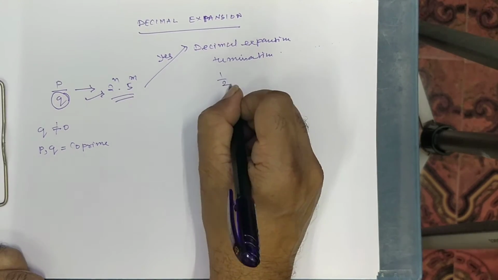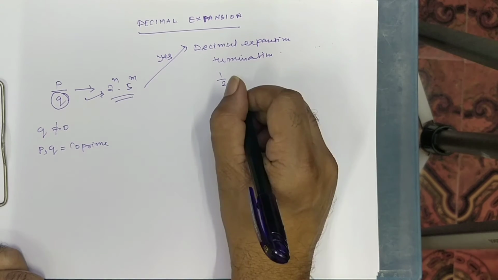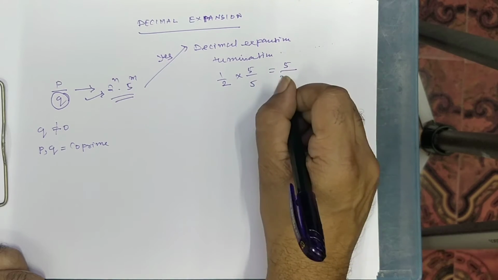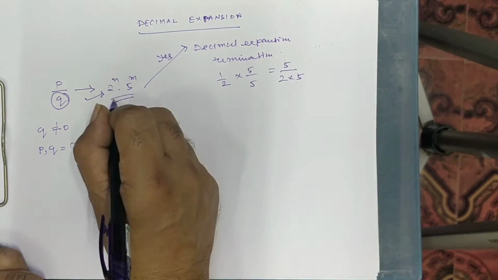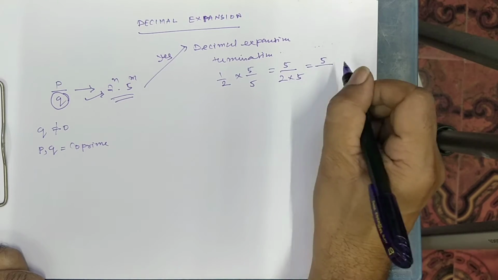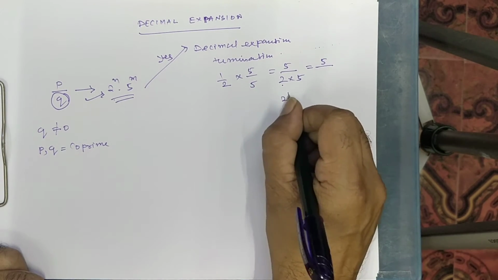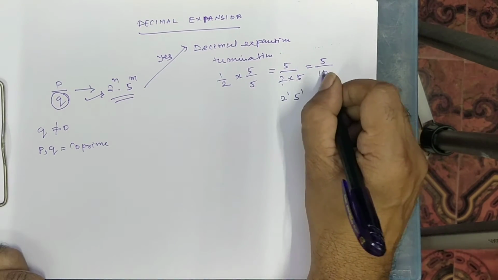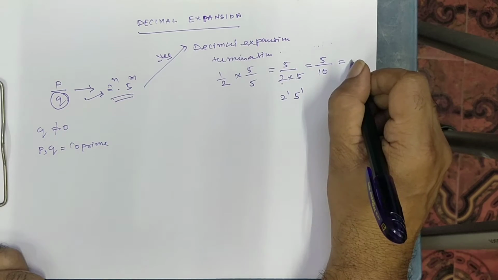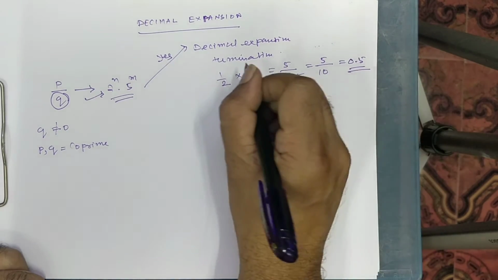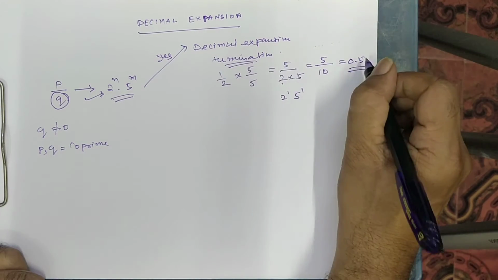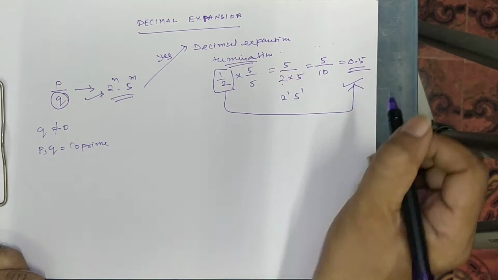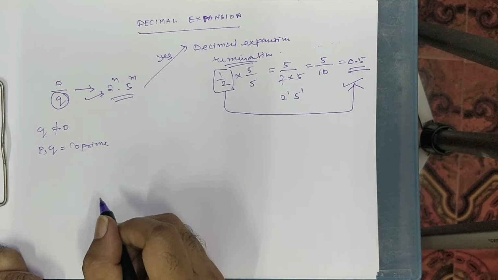For example, let me consider 1 by 2. You can multiply by 5 by 5 so that you are able to get 2 into 5. So now this is in this form: 2 power 1, 5 power 1. In this format, you can multiply as 10, then you can quickly write this as 0.5. So this is the terminated decimal expansion. So 1 by 2 can be written as the terminated decimal form 0.5.